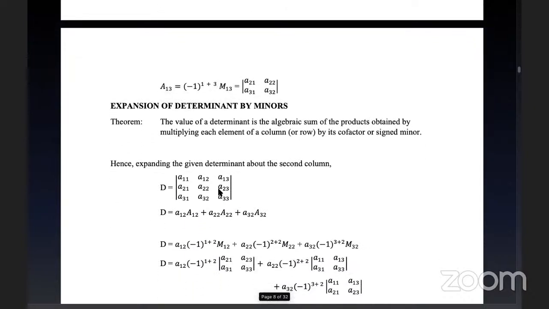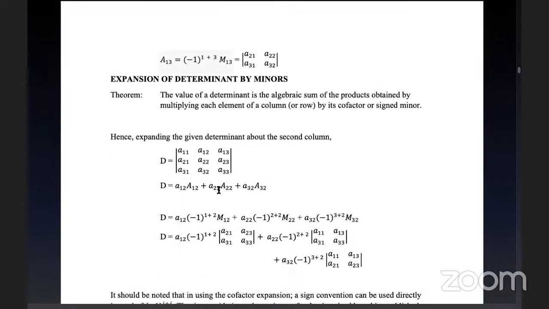Okay, now let's proceed to expansion of determinant by minors. The value of the determinant is the algebraic sum of the products obtained by multiplying each element of a column or row by its cofactor. So basically, the term here is evaluating determinants by cofactor expansion.